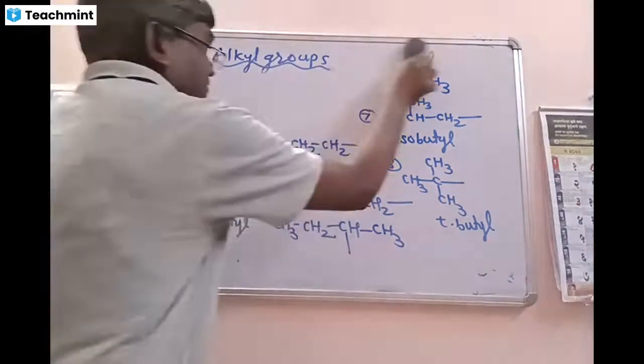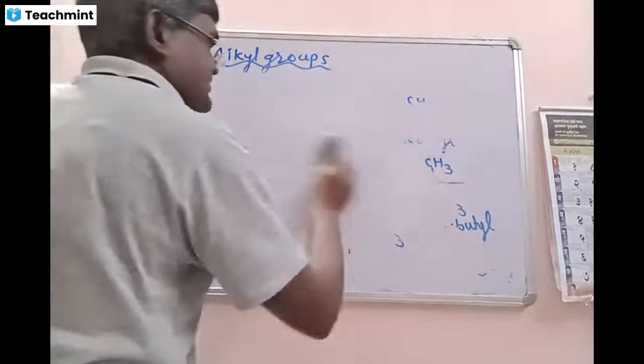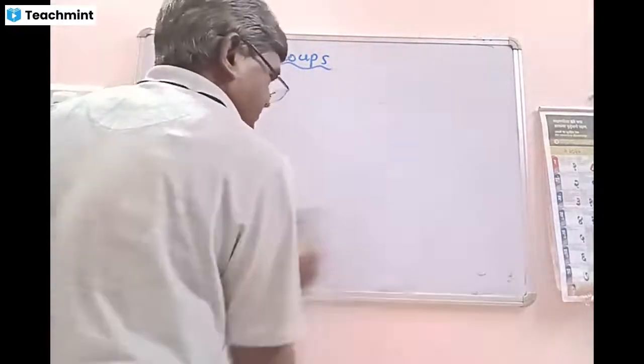Once we have the alkyl group, यहाँ पे एक चीज आई थी बीच में, ब्यूटेन जैसा कंपाउंड था.